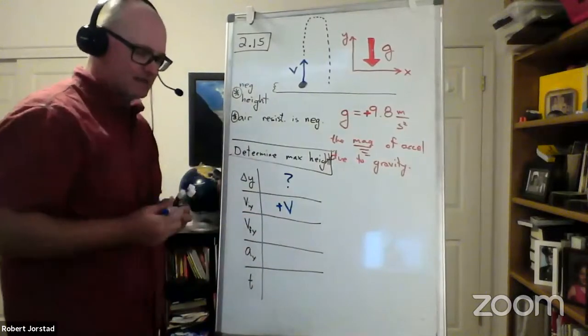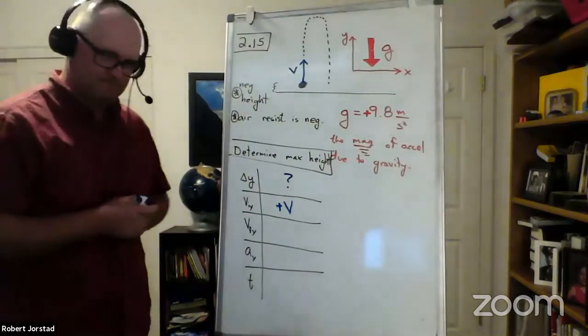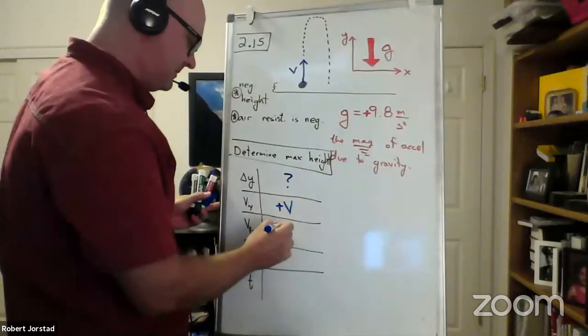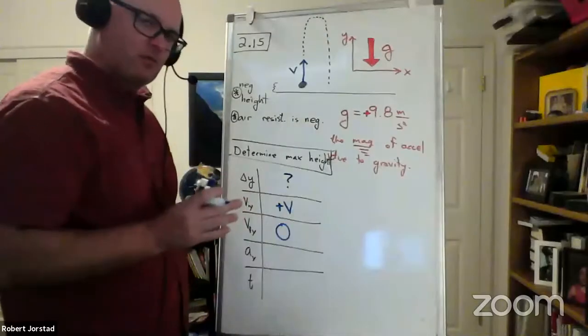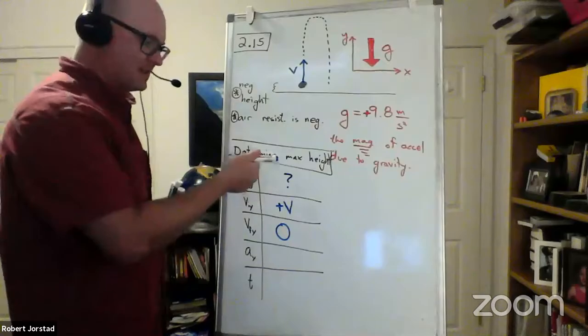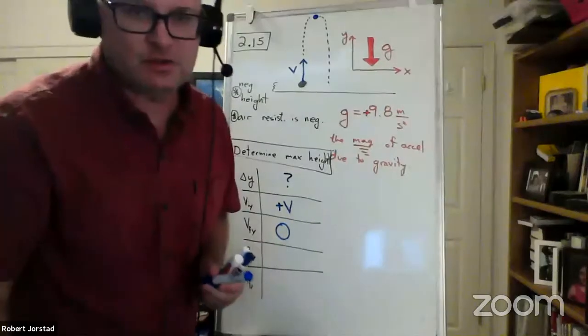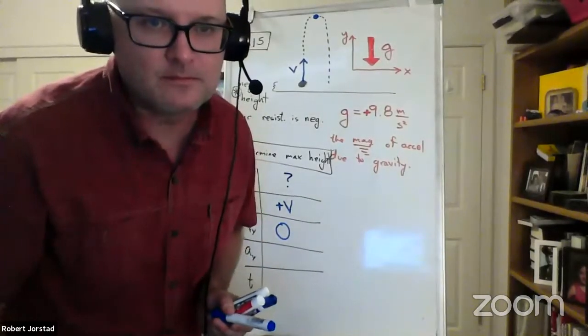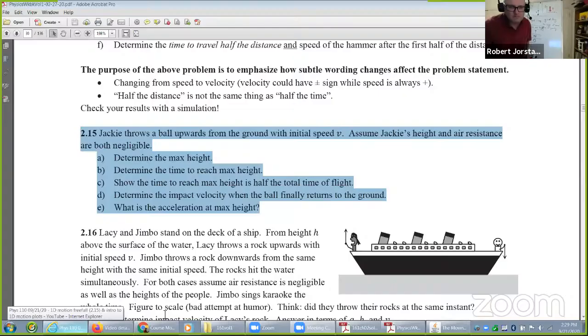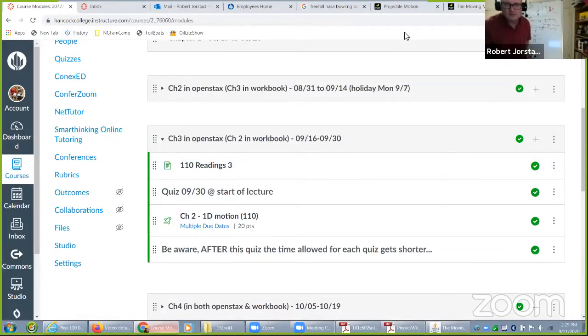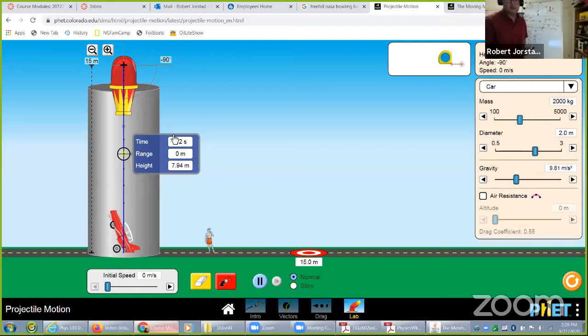What's v final y, somebody? Zero? Why do you say it's zero? When it lands, it's not moving? No, where is it ending up in this problem? We're trying to get the max height, right? Oh, at the top. So it's going to pick zero and then start going down. That's right. And that was sort of like this case right here.